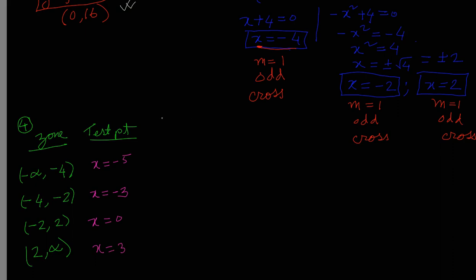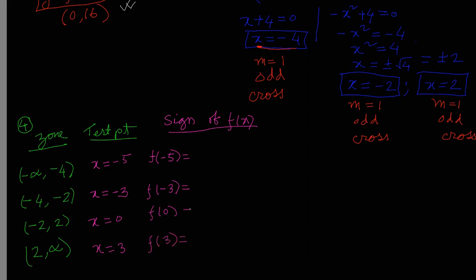Now we need to find the sign of function of x. So the last step is the sign of function of x. All right, so what I need to find? I need to find the sign of function of negative 5, the sign of function of -3, the sign of function of 0, and the sign of function of 3.